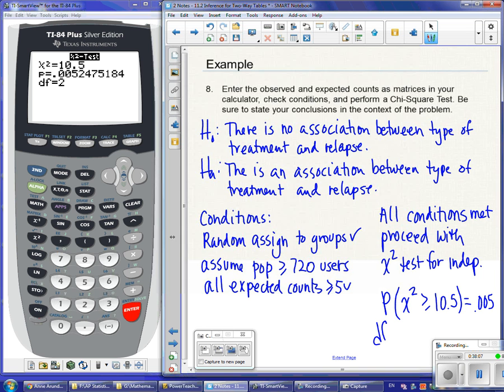Make sure you include your degrees of freedom, which would be the number of rows minus 1 times the number of columns minus 1. The number of rows was 3, the number of columns was 2, so it would be 2 times 1, which is just 2.